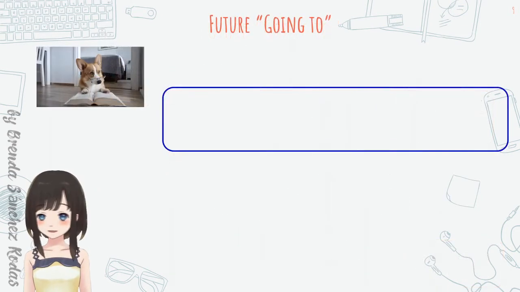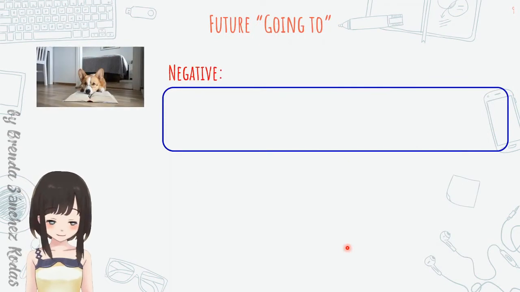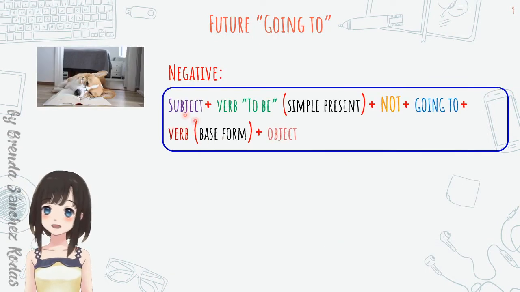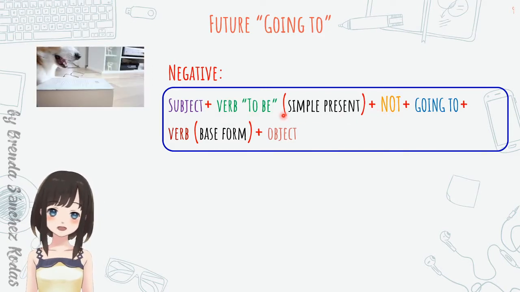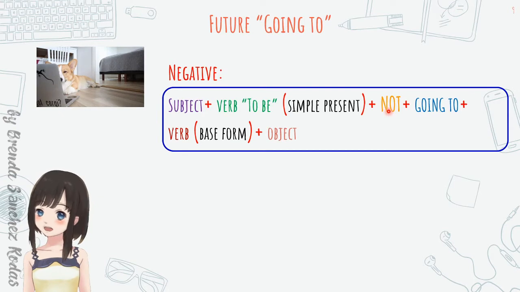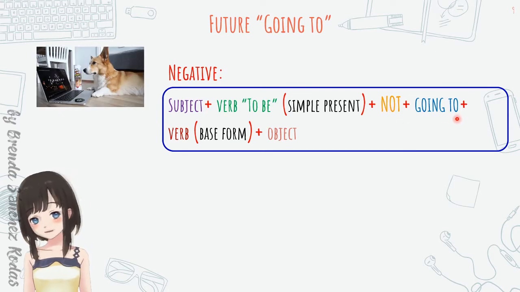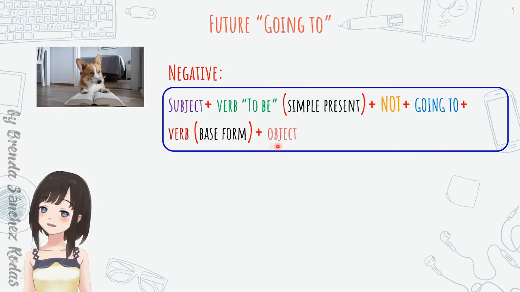So let's go with the negative form. Let's see here. We have the subject, the verb to be in simple present, of course. After the verb to be, we have the word not. Then we have going to, the verb in base form, and the object.